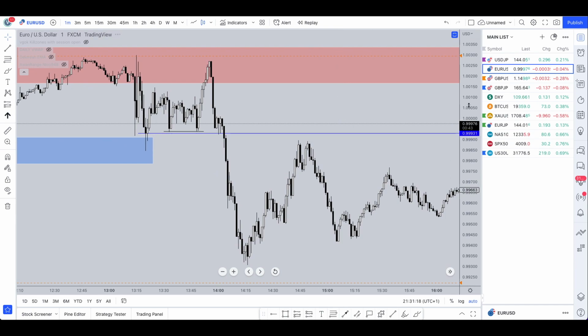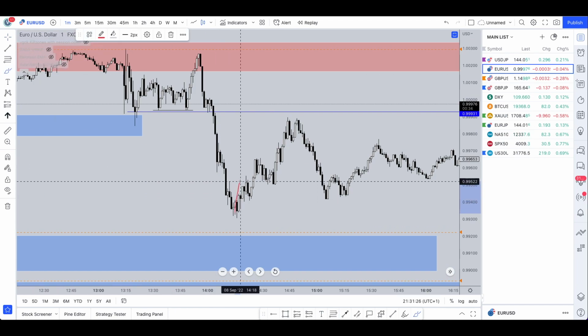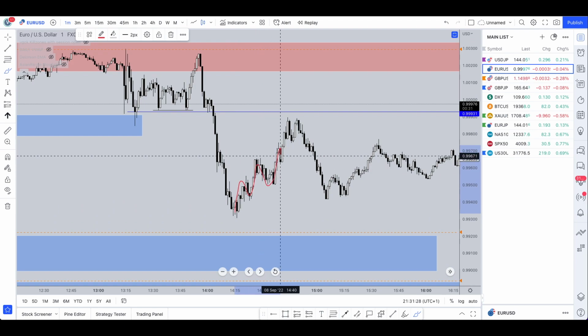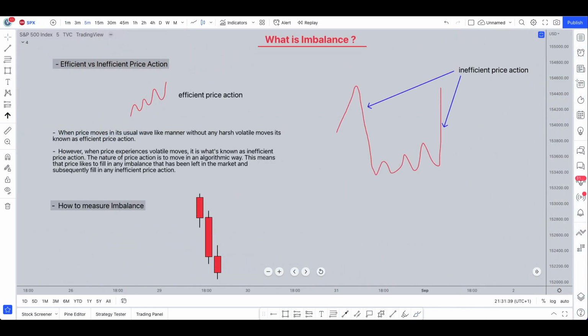As you can see right here, just looking at Euro USD, this is what's known as efficient price action. You want to expect price to be moving like this, up and down, filling itself in quite nicely in its usual wave-like manner. However, when you see price moving very strongly, very impulsively, it's known as inefficient price action. So here, efficient price action is moving very calm in its wave-like manner, and then over here we've got inefficient price action. It's those strong, impulsive moves that we sometimes see.